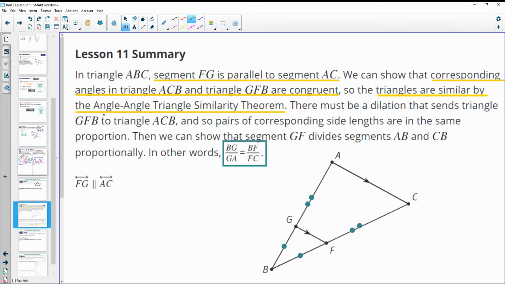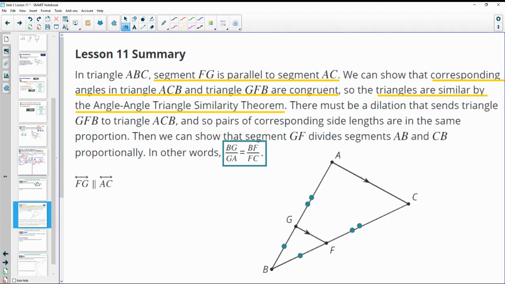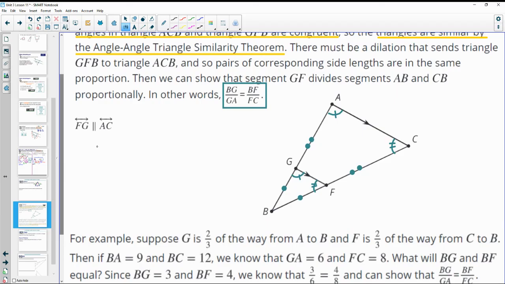All right, and then the lesson summary. So we've got segment FG is parallel to AC. When that happens, then we can show that the corresponding angles are congruent. This is how we proved that the two triangles were in fact similar. So parallel lines create corresponding angles that are congruent every time. So we knew these angles would be congruent. So then we have similar triangles. And then we also got that these sides would be proportional. Okay, so this piece over this piece, this little chunk over this little chunk is equal to this chunk over this chunk.